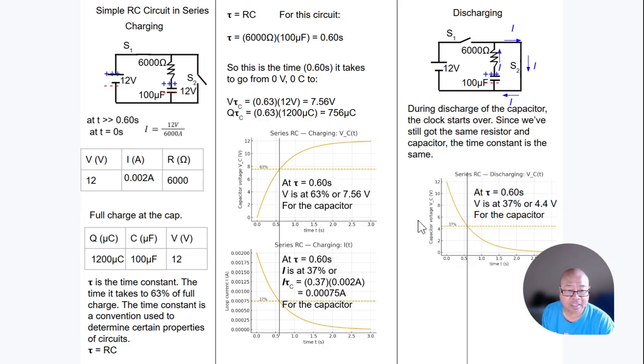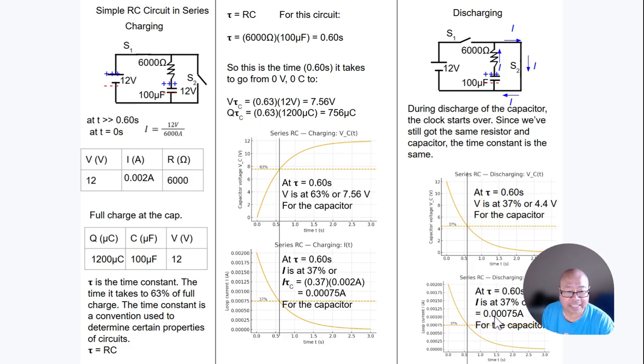All right. Now, for the current, I'll give you those values. The values are actually at 0.60 seconds. So we multiply 0.37 times the total current, which was, again, 0.002 amps. And so now we're going to end up with 0.00075 amps. I'm sorry that my big old head is in the way there. Again, that's for the capacitor. And that's it.